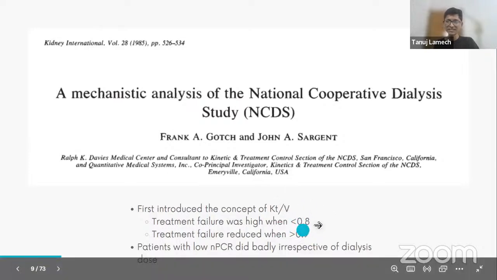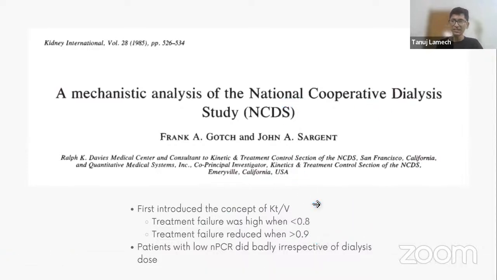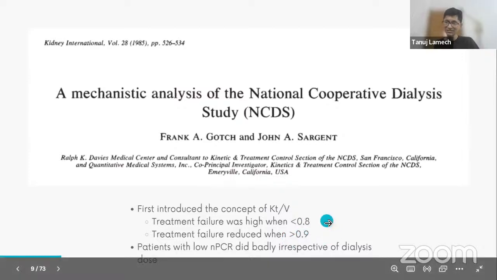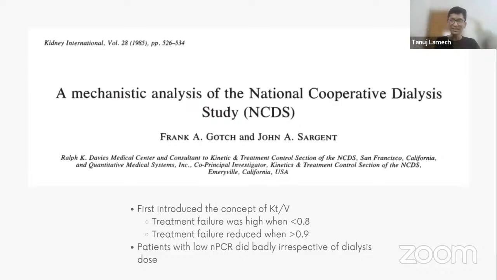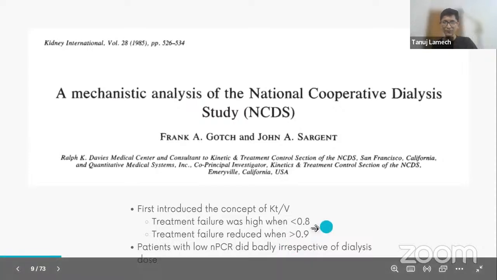And when this KT over V is less than 0.8, you get treatment failure. When it is more than 0.9, you're okay. There's no risk of treatment failure. In fact, they found that if you go above 0.9, if you go 1.2, 1.3, 1.5, there's no added benefit. So 0.9 is sort of the cutoff. 0.8 and below, you are at high risk of treatment failure. Anything above 0.9, you are okay. So that's where their target came from, they said you should be targeting a KT over V of 1.0. You want it to be more than 0.9, so you target 1 is what they had recommended at that time.